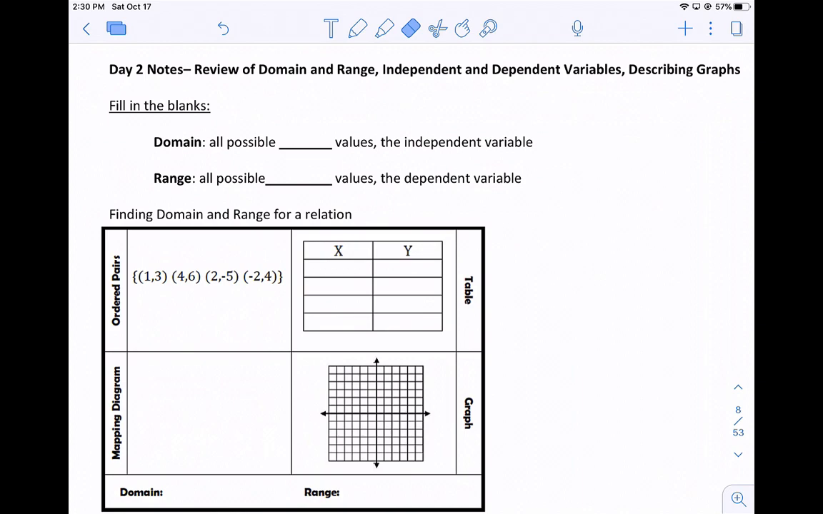Domain is all the possible blank values, otherwise known as the independent variable, and that would be x values. So let me write that in. So domain, x values, whereas the range is all possible y values, also known as the dependent variables. So below, let's find the domain and range for the following relation.